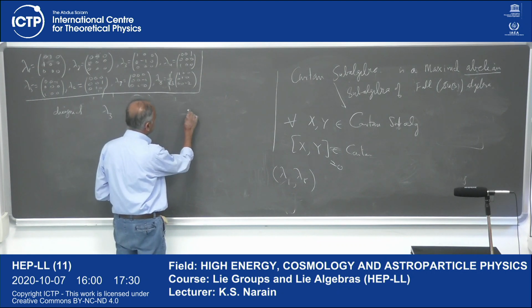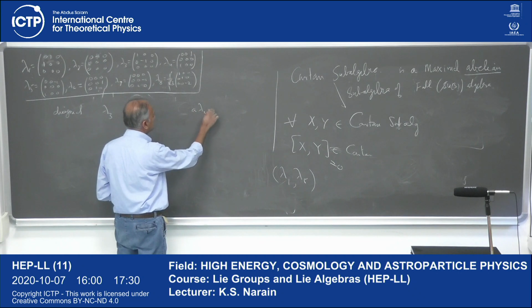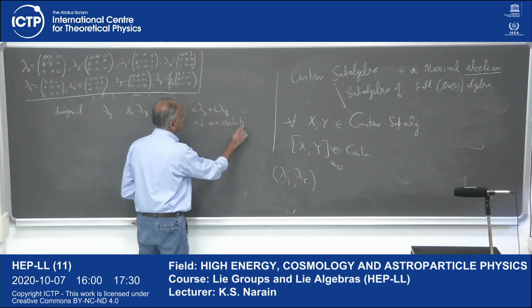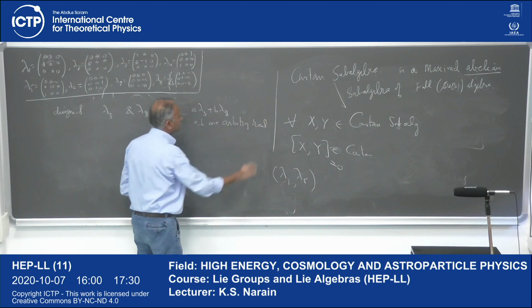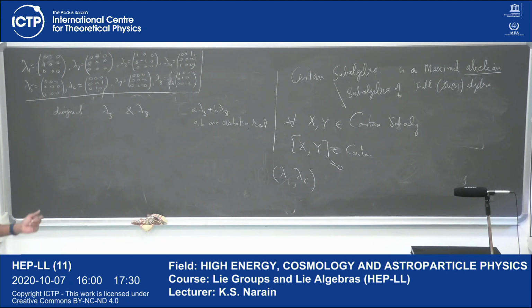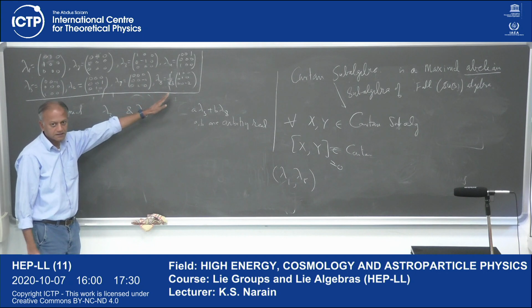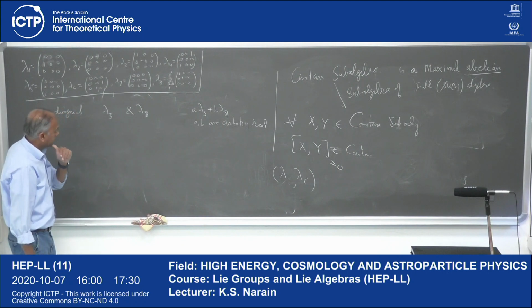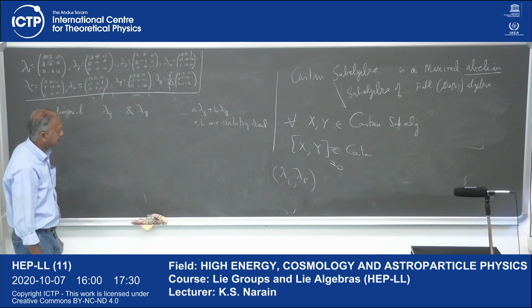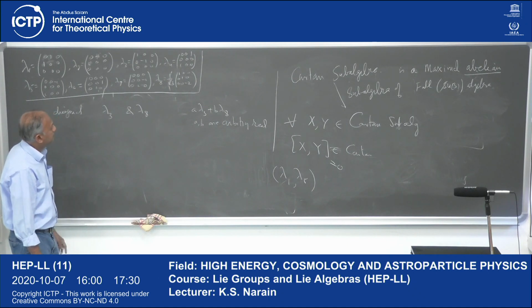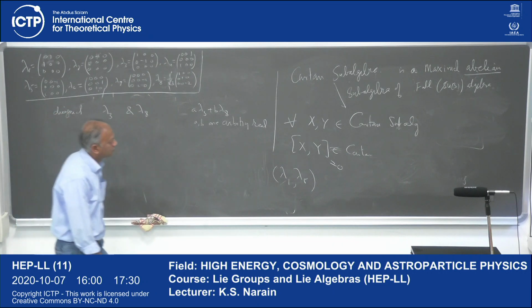So an arbitrary element of this subalgebra will be A lambda 3 plus B lambda 8, where A and B are arbitrary real numbers. Real because we want to maintain the Hermitian condition, right? These are already Hermitian. All these matrices are Hermitian matrices. So these numbers that I multiply must be real. Okay, so this is a two-dimensional subalgebra, certainly, and it's also abelian because they commute. And now the question is, is it the maximum?